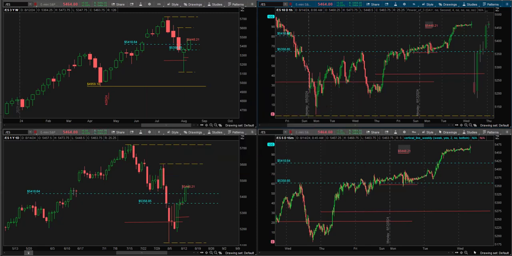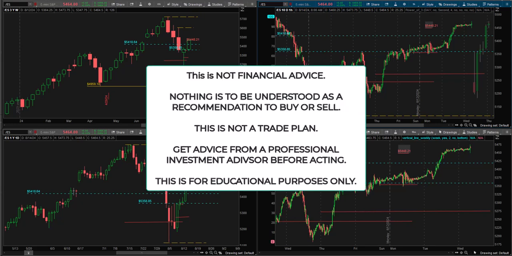First of all, this is not financial advice. Nothing that I say is to be understood as a recommendation to buy or sell. This is not a trade plan. If you need financial advice, please go find a financial advisor, as this is for educational purposes only.